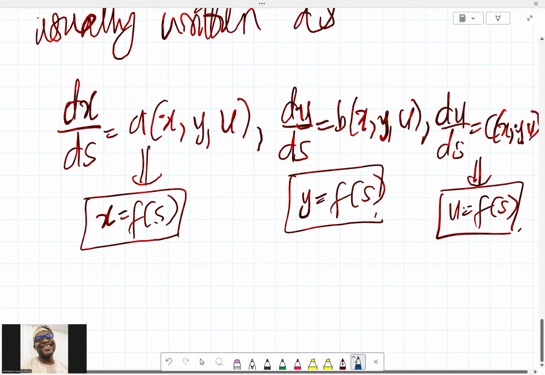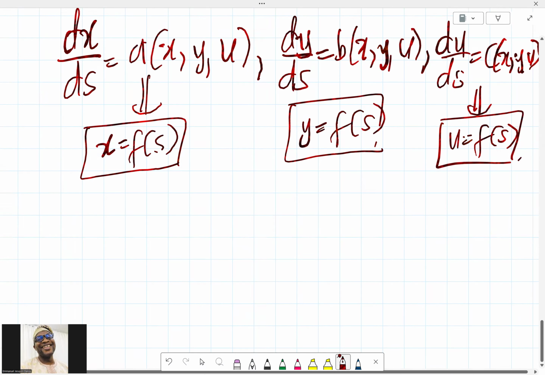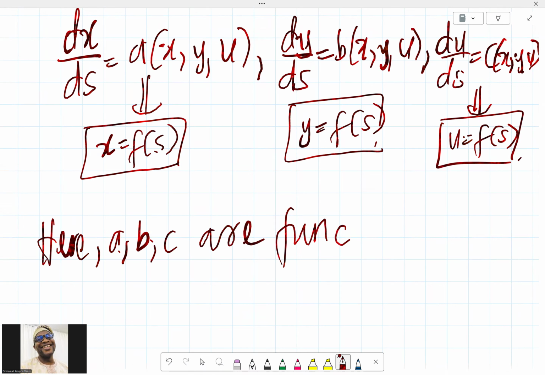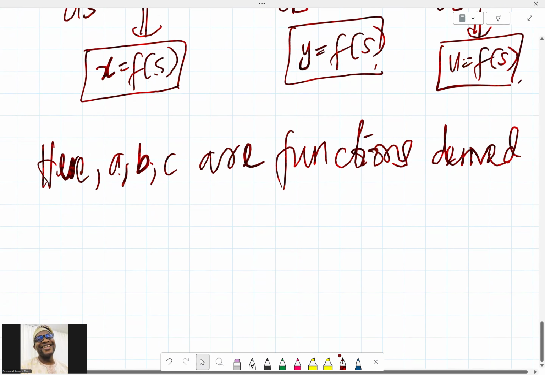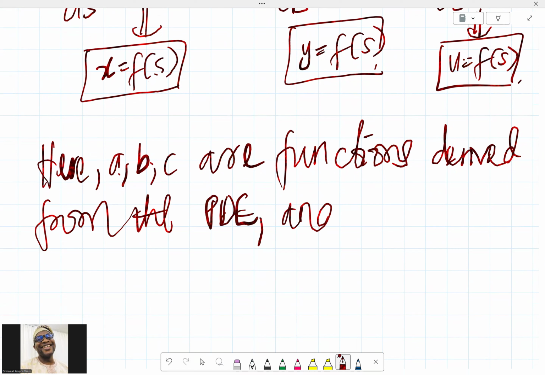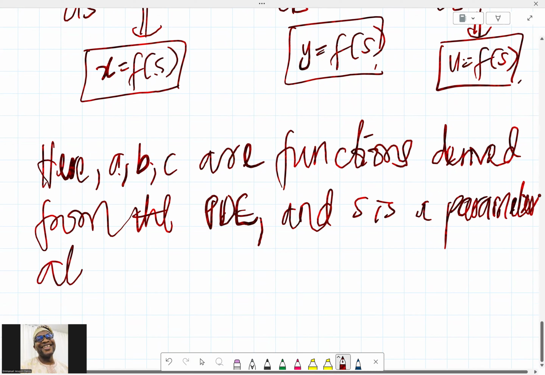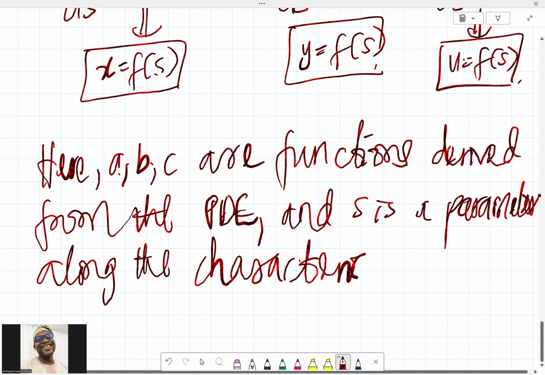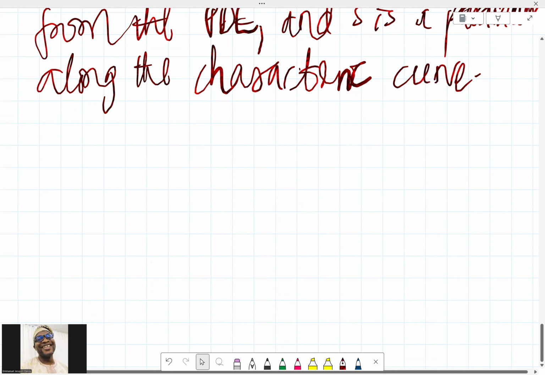So that's the kind of deal here. But here, what happens? Here, A, B, C are functions derived from the partial differential equation. And that S is a parameter along the characteristic curve. So we are tracing all these paths along the characteristic of S, basically.